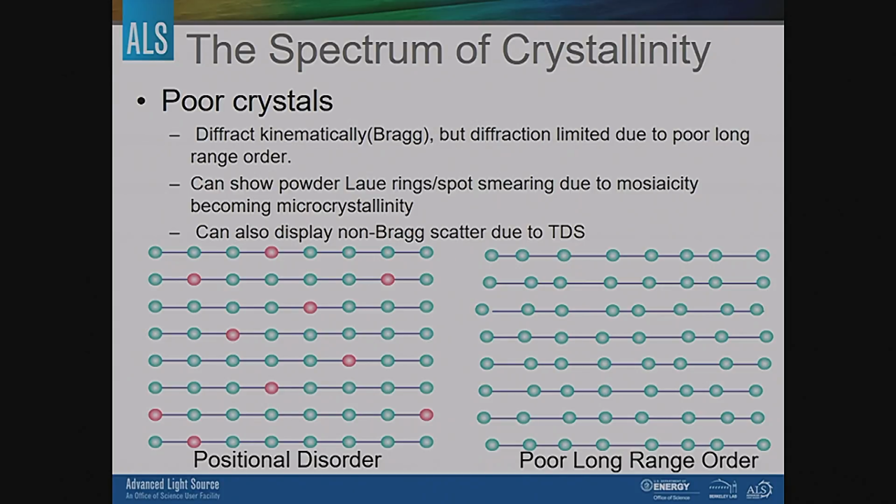So that's where you're verging onto what I lovingly call a crowder, a crystalline powder. It's not quite a crystal, not quite a powder. Kind of wants to do both, but neither well. So that happens. And also you can see non-Bragg scatter sometimes due to thermal diffuse scatter. So this is usually the crystals we call the desperate. They're not always doing so well.